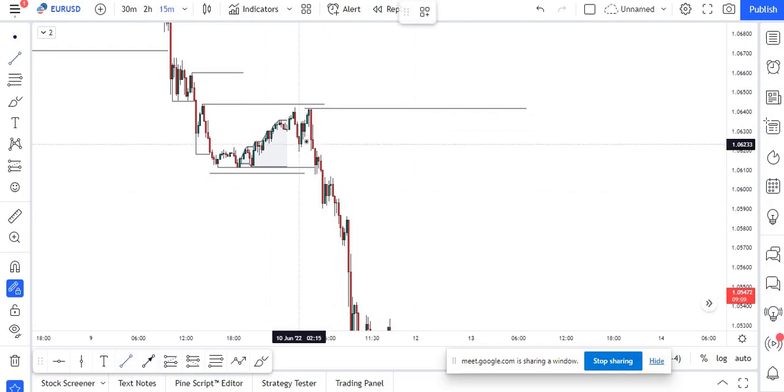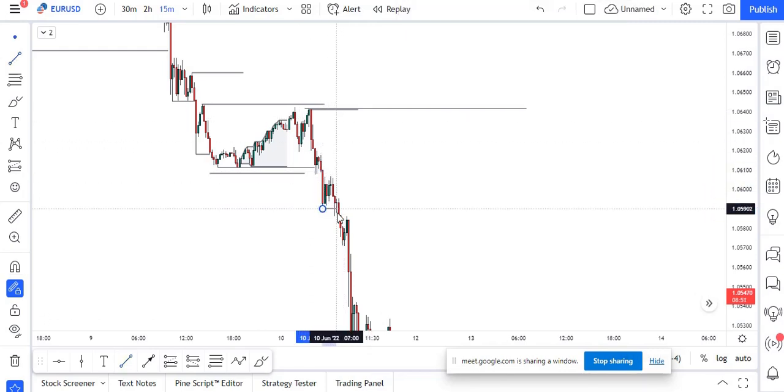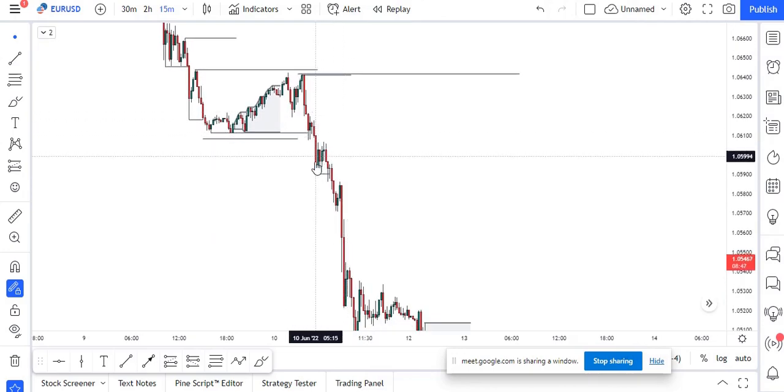So let's just keep marking. The price broke structure with this move right here. So the origin of this move was this high, or this low. Sorry, this low. All right. So this low and this high. The next thing price did was a simple pullback and broke structure again to the downside.